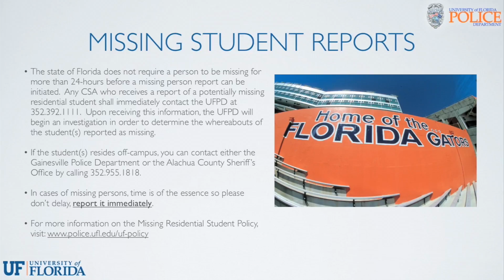If you receive a report of a missing student, call the UFPD immediately at 352-392-1111. They will gather the information, determine if the student is enrolled, and begin the process of trying to find the student. They will work with any and all other departments within the University of Florida and/or other law enforcement agencies to locate the student. The University of Florida has a missing residential student policy that you can find online at www.police.ufl.edu under the UF Policy tab. If the student lives off campus, the appropriate local authorities will be called and will immediately begin the process of searching for the missing student.